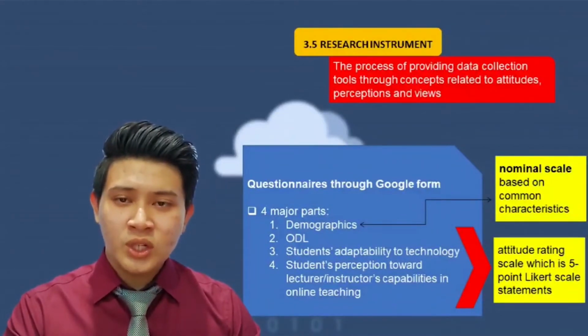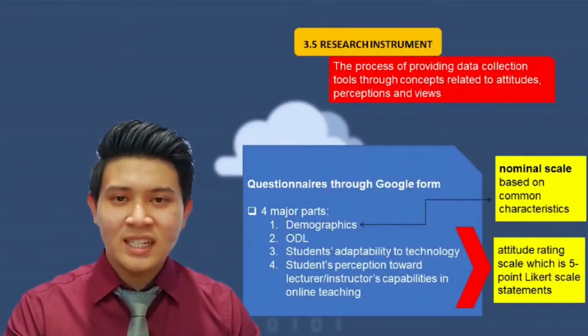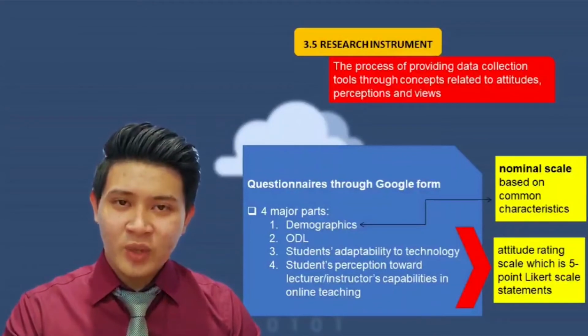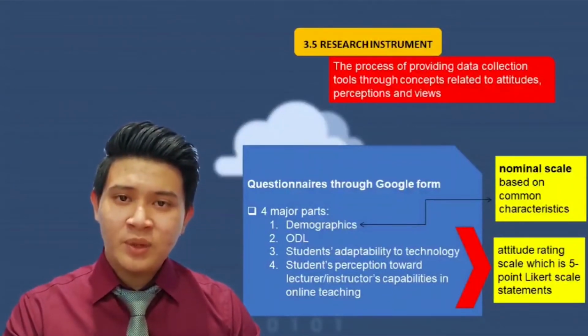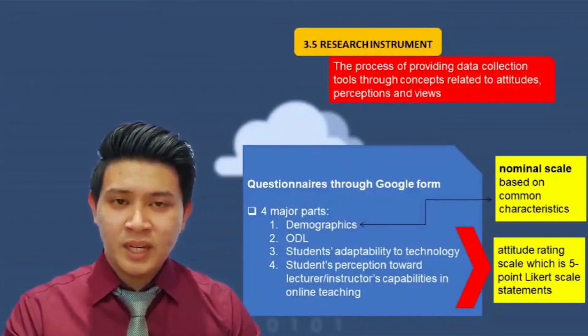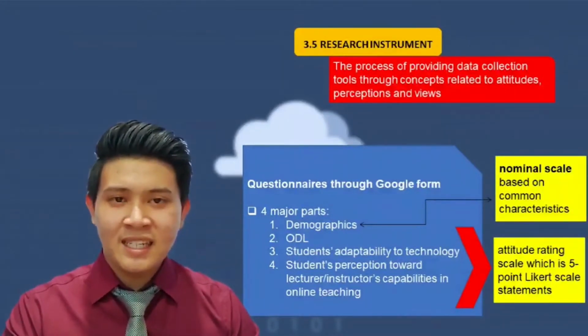In parts 2, 3 and also 4, we use an attitude rating scale, which is a 5-point Likert scale statement, consisting of strongly disagree, disagree, neutral, agree, and also strongly agree. All parts in the questionnaire contain 5 questions respectively. Then we distribute the form to the respondents throughout social media such as WhatsApp, Instagram, Telegram, and others, so that we can easily get the data from the respondents.